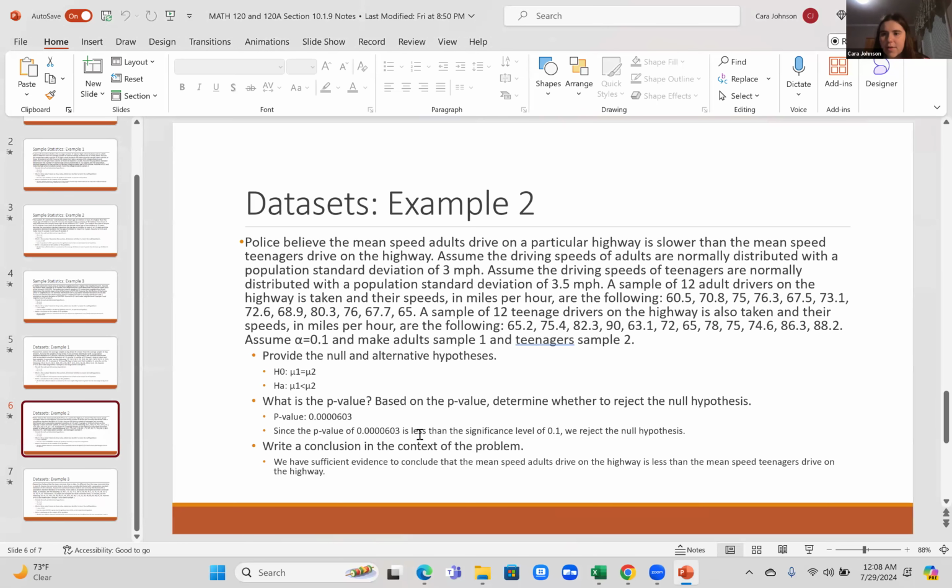It's basically 0. It's less than the significance level of 0.1 for sure. So that means we're going to be rejecting. If we reject, that means we have enough evidence that HA is true. So we have sufficient evidence to conclude that the mean speed adults drive is less than the mean speed teenagers drive on the highway. So we have sufficient evidence that HA is true, with HA written in the context of the question.